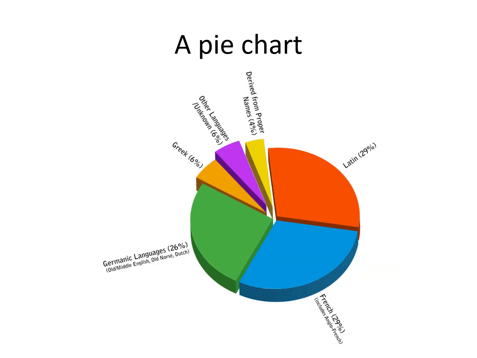If you want to show proportion, okay, so part of a whole, you can use a pie chart. Someone said in France you say camembert, I think. So in America we prefer pie. Here you can see the word origins of the English language. So 29% of our words come from French and 29% from Latin. English is almost a Romance language.